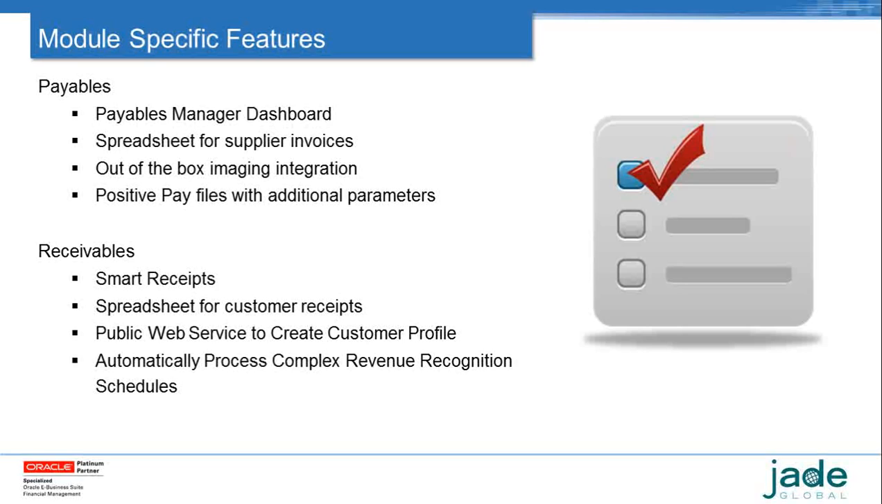Oracle Fusion Financials supports out-of-box invoice imaging integration. Supplier invoices can be scanned with intelligent document recognition and then automatically routed to appropriate financial persons for faster completion, approval, and payment processing. There is a positive pay file with additional parameters. The report is also introduced to include previous payments and optionally voided payments.